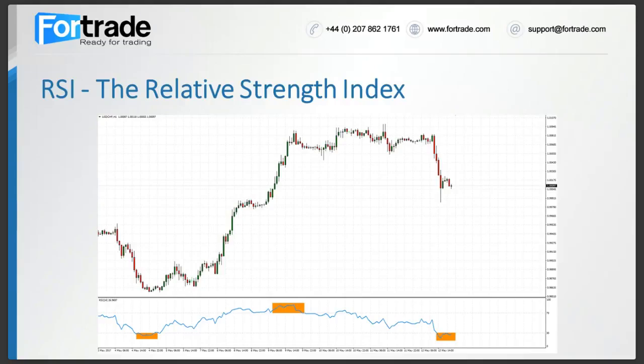The RSI is often also used in combination with trend lines, as trend line support or resistance often coincide with support and resistance levels in the RSI reading.